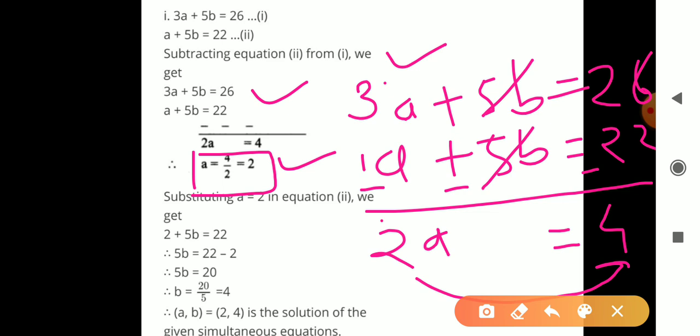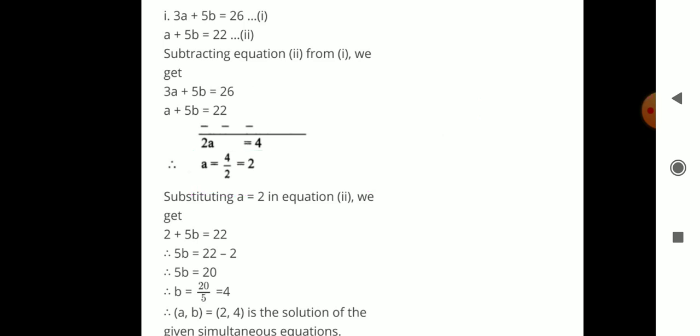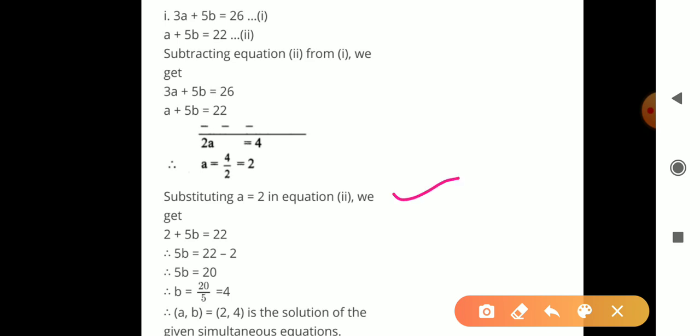Now we have to put this value of a in any one of the equations. So substituting the value of a in equation number 2. We can put it in equation number 2, we can put it in 1 also. So equation number 2 is a plus 5b equal to 22. So as a is equal to 2, here 2 plus 5b equal to 22.